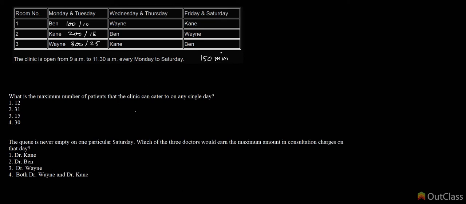So let's look at the first two questions. First question is, what is the maximum number of patients that the clinic can cater to on a single day? We have 150 minutes for each person. Ben spends 10 minutes per person, Kane spends 15, and Wayne spends 25. When you add it, you will get 15 people, 10 people, 6 people. So the answer is 31.